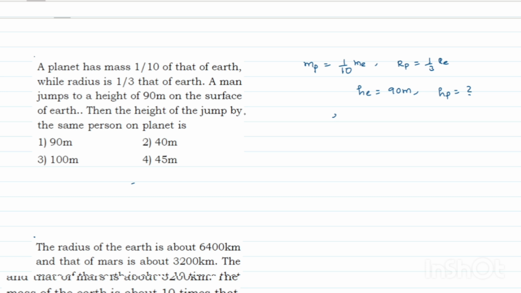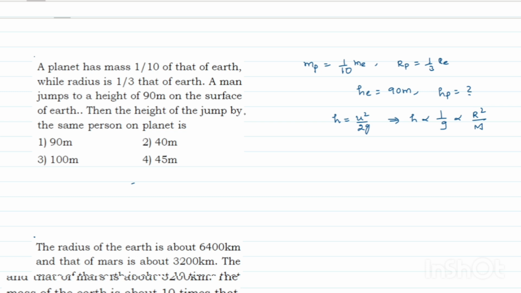Now h, the maximum height reached by the person, equals u square by 2g. Just relate this: h equals u square by 2g, in the sense h is inversely proportional to g. Again g, in the sense, you can take as GM by r square. Here mass and radius will be different, which is nothing but GM by r square.